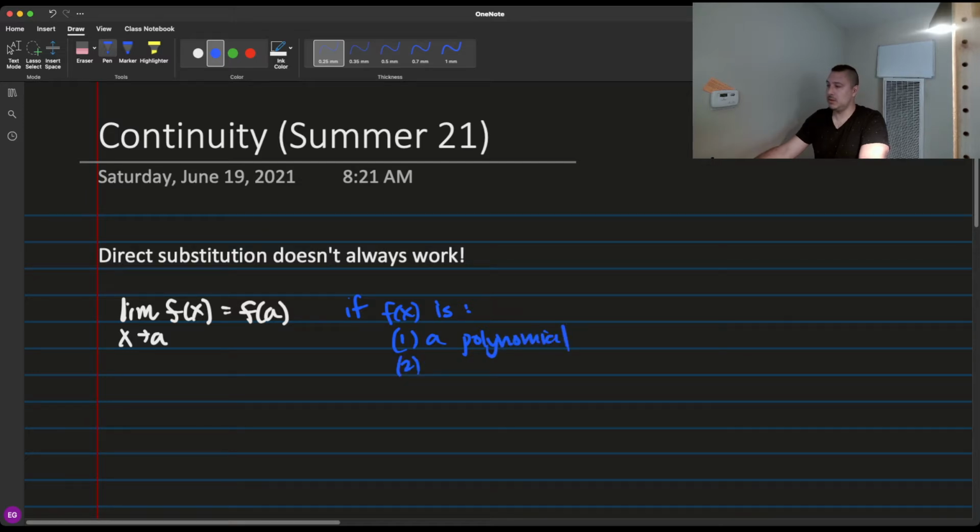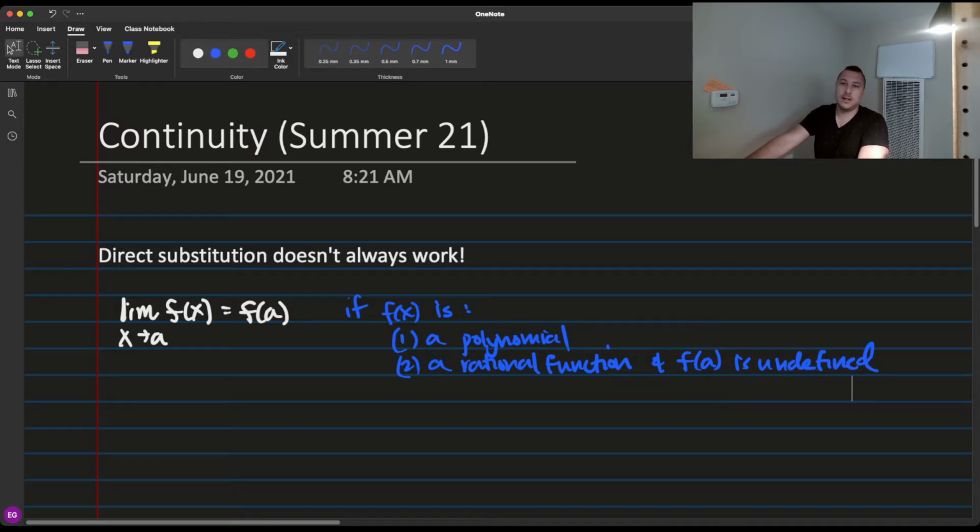or two, if f of x is a rational function and f of a is defined. Right? Because remember, the real issue is what if you plug in a and you get a 0 denominator and that makes it undefined? Recall that this usually happens basically when the quotient rule doesn't work.